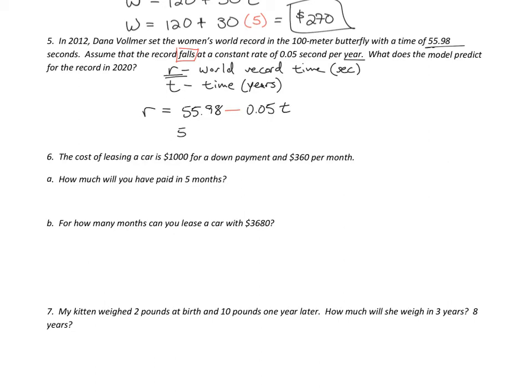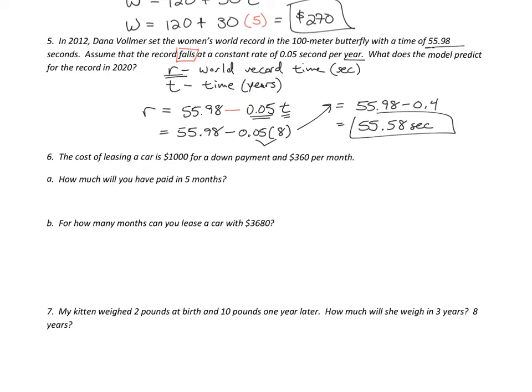From here, we can multiply the independent variable by the rate, 0.05 times 8. So when you multiply these two values together, you get 0.4. So this would equal 55.98 minus 0.4, which would equal 55.58 seconds.